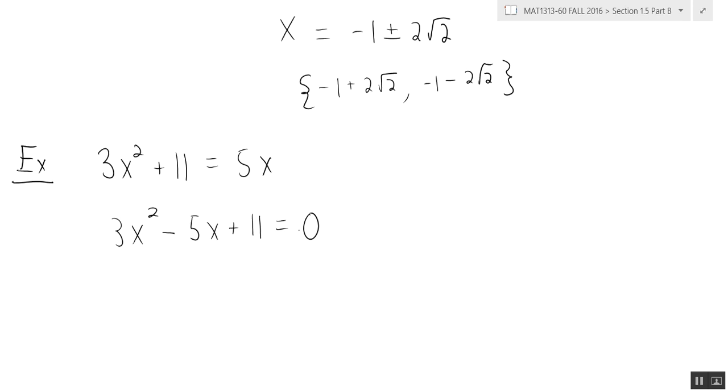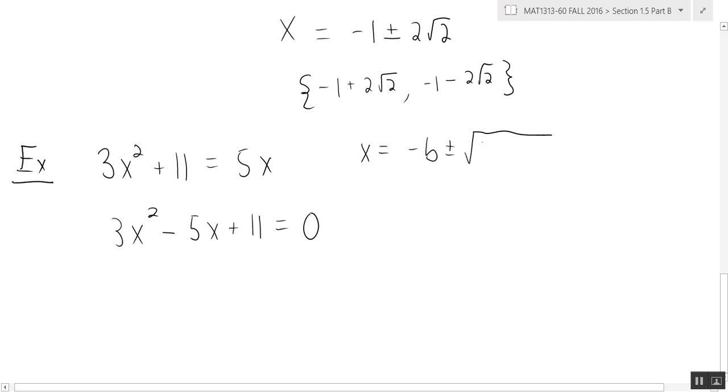Well, quadratic formula. So let me write the quadratic formula down again. Remember, x equals negative b plus or minus the square root of b squared minus 4ac all over 2 times a. Alright, now I want to write down what A, B, and C are equal to. So I have A equals 3, B equals negative 5, right, because it's a minus 5x, and then C equals 11.